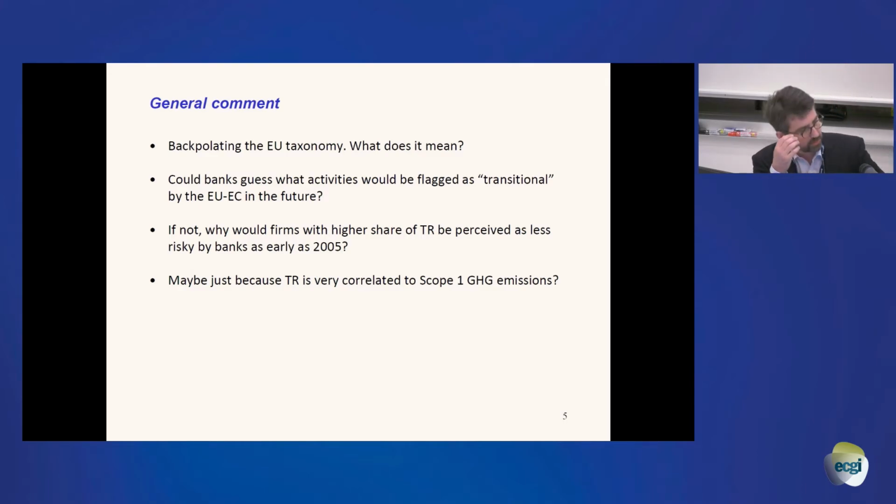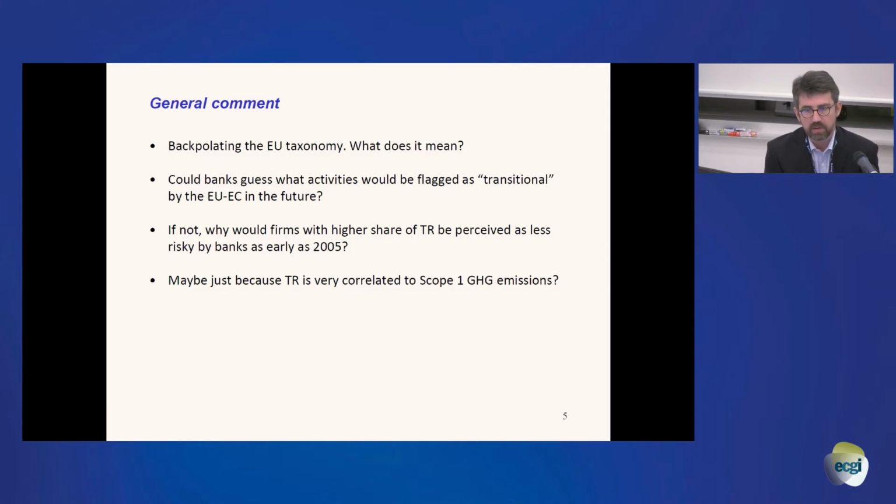First, I'd like to start with a general comment. I think it's not that easy to interpret the exercise, and my feeling is that you may spend a bit more time explaining to the reader your reading of what you're doing. So basically, you use data that backpolate the EU taxonomy. What I mean is data that reconstruct backward what the taxonomy would imply today. Okay, so how can we interpret that?